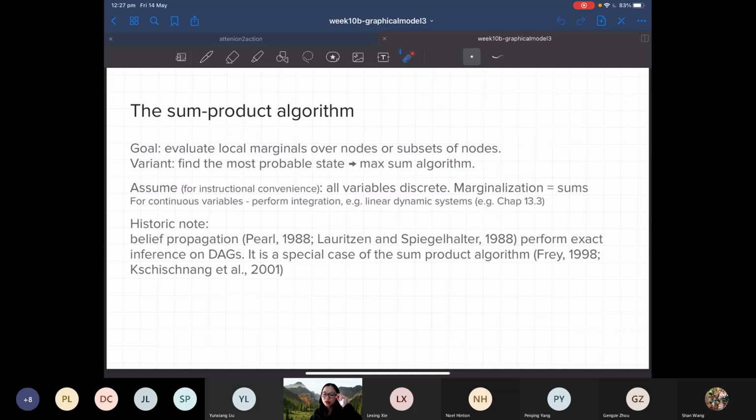Our goal is to evaluate local marginals over nodes or subsets of nodes. Remember, last time we covered evaluating local marginals over chains, so right now we're just generalizing it. A variant of this goal is to find the most probable state, which is done by the max-sum algorithm, which is pretty much the same algorithm, except we replace the sum with a max.